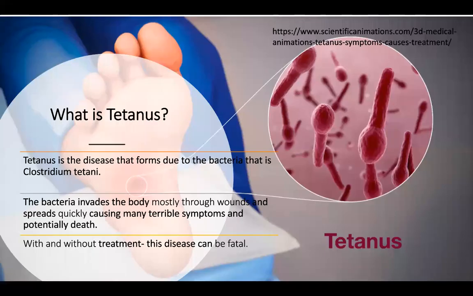So what is tetanus? Tetanus is disease that forms due to the bacteria that is Clostridium tetani. The bacteria invades the body mostly through wounds, scrapes, deep punctures, and also burns, and can spread quickly, causing many terrible symptoms and potentially death. With or without treatment, this disease can be fatal.